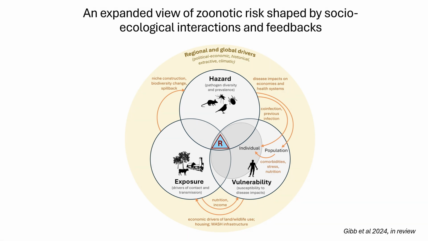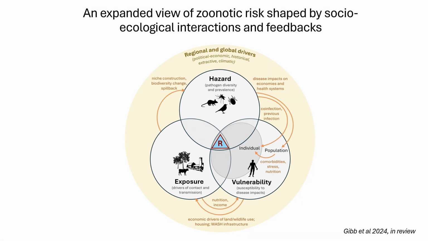So this highlights really that we do need to start building better links between the different subdisciplines that work on this problem. This expanded view highlights that we need to think about putting these pieces of the puzzle together if we want to understand how patterns of human risk and burden emerge from the intersection of social and ecological systems.